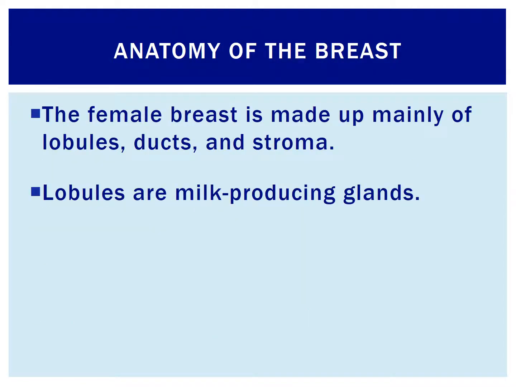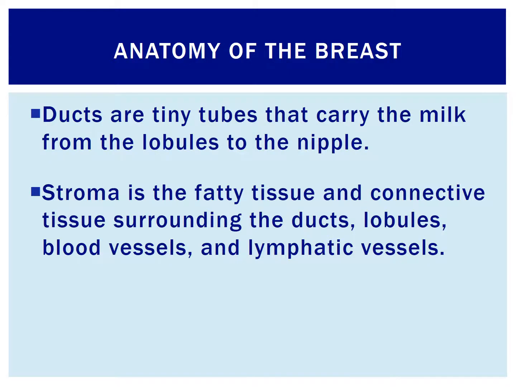The female breast is made up mainly of lobules, ducts, and stroma. Lobules are milk-producing glands in the breast. This is where lobular carcinoma occurs. Ducts are the tiny tubes that carry milk from the lobules to the nipple. This is where ductal carcinoma occurs. Stroma is the fatty tissue and connective tissue surrounding the ducts, lobules, blood vessels, and lymphatic vessels.